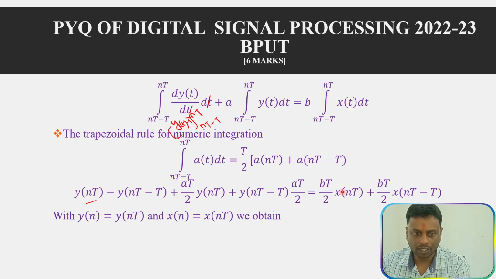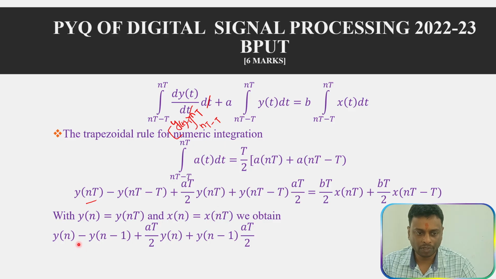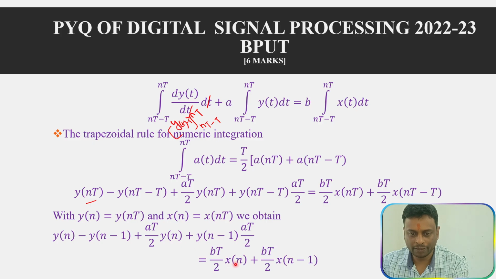Now with y of n equal to y of nT and x of n equal to x of nT, we get this one. So y of n minus y of n minus 1 plus aT by 2 times y of n plus y of n minus 1 is equal to bT by 2 x of n plus bT by 2 x of n minus 1.